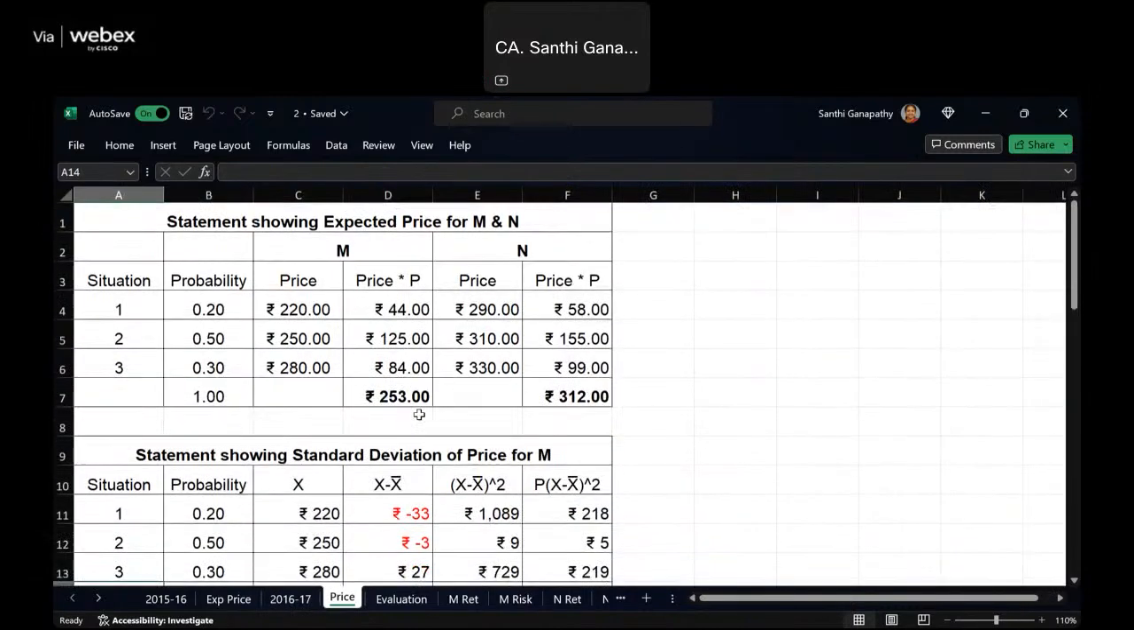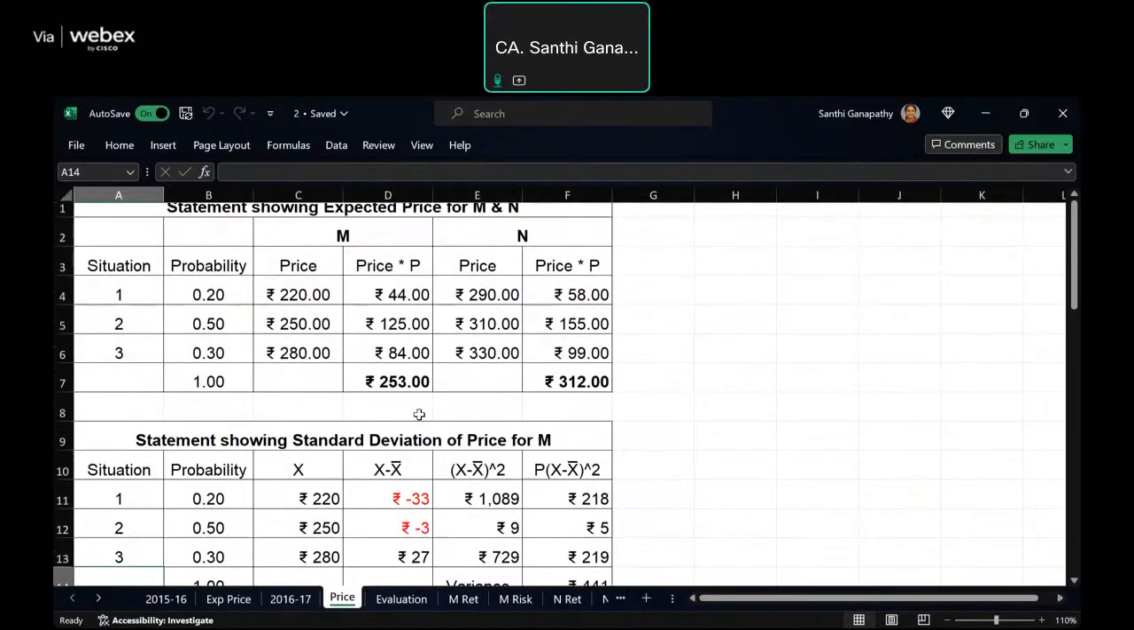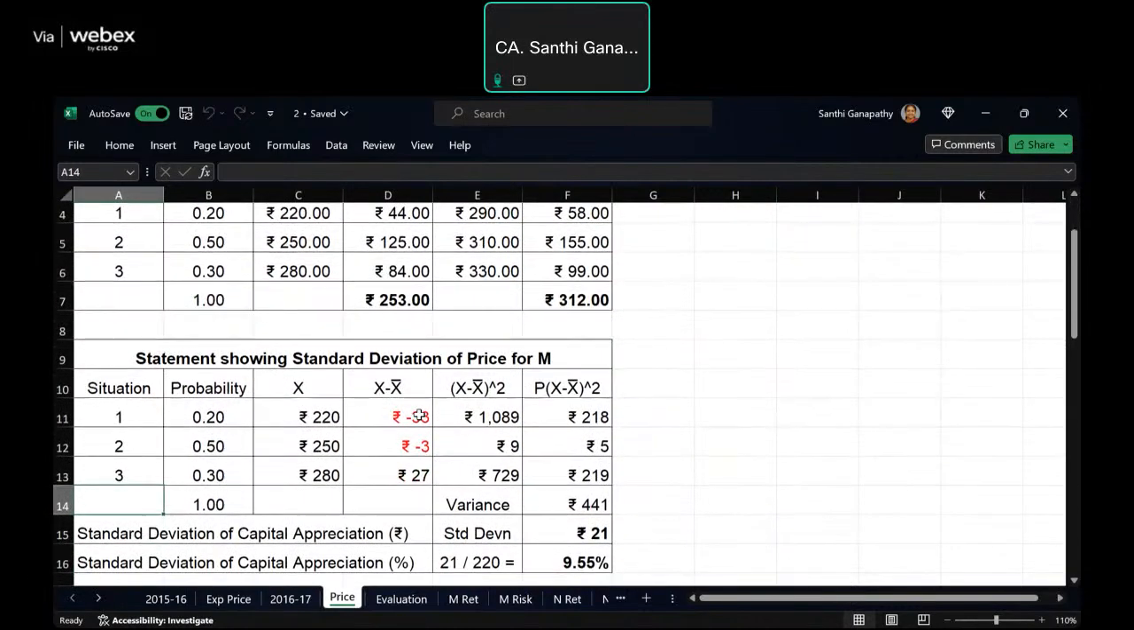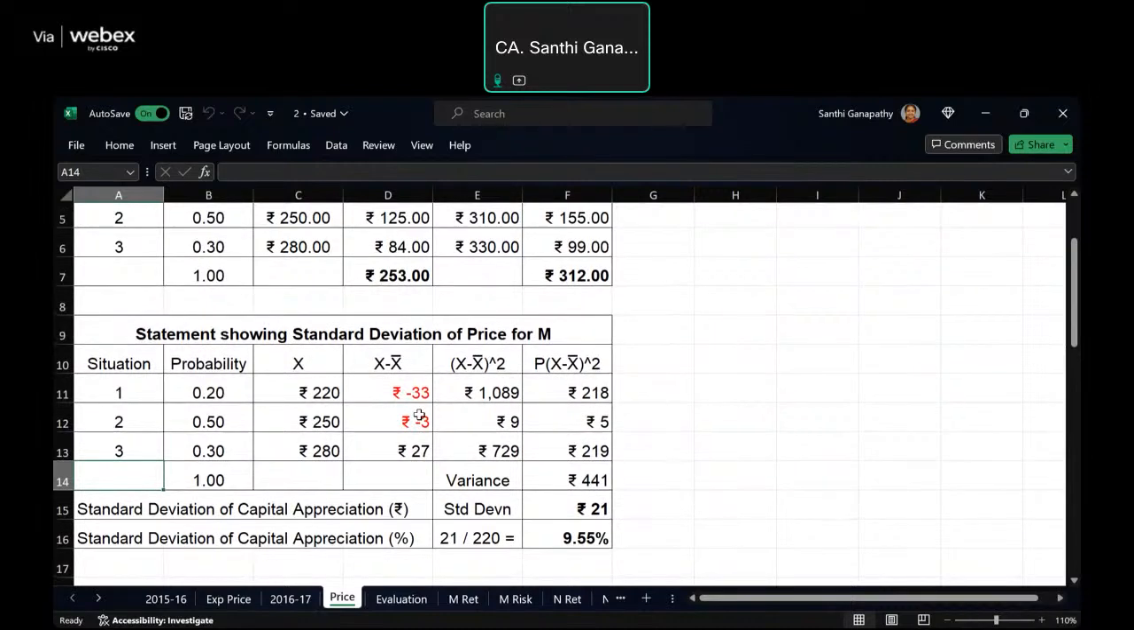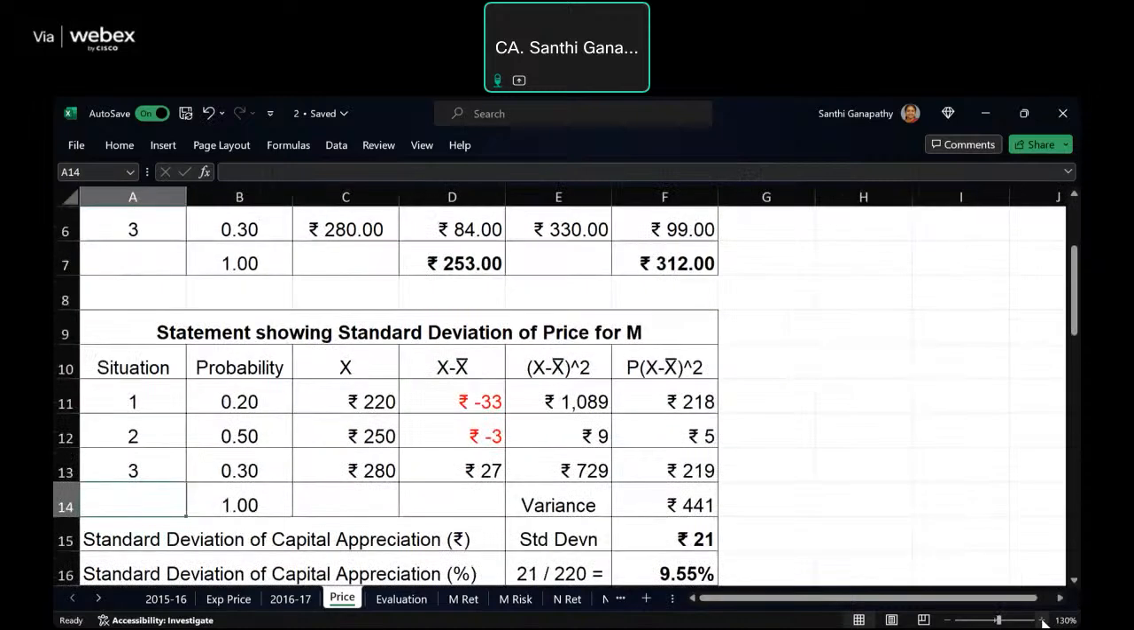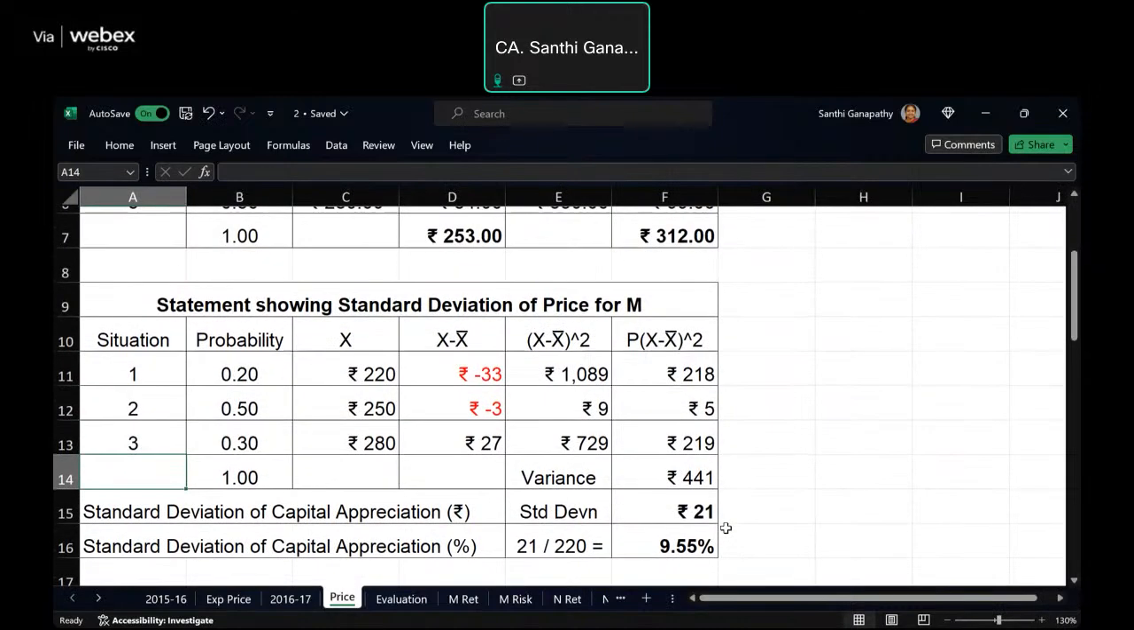Now, we already found the expected price and standard deviation of price for M. We know that standard deviation takes the same unit as the base data. Therefore, this standard deviation will also be in rupees only. As a percentage, how much it is.